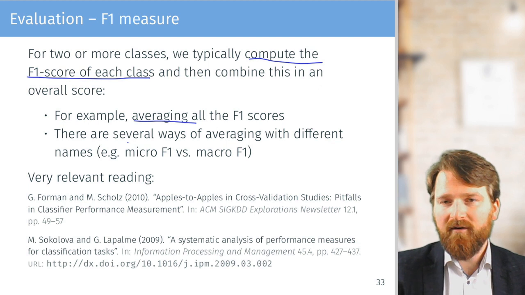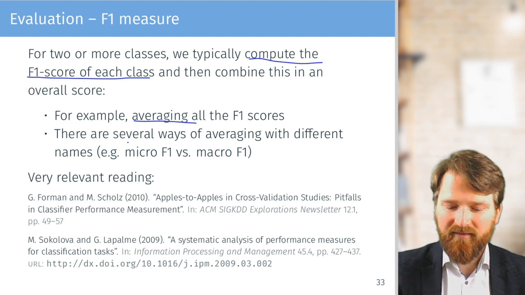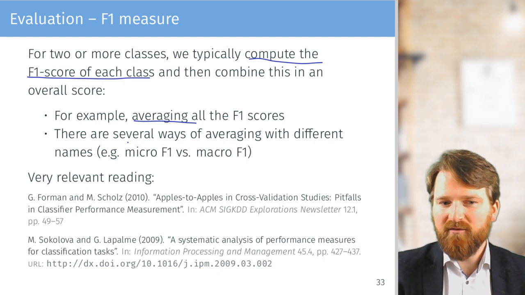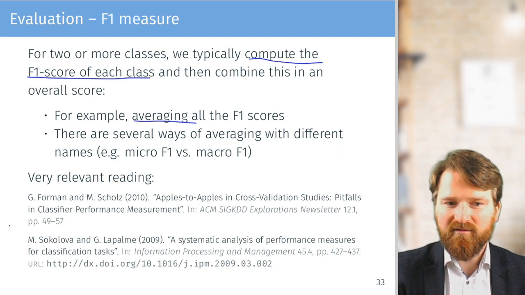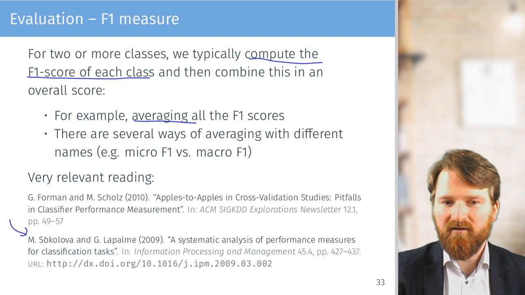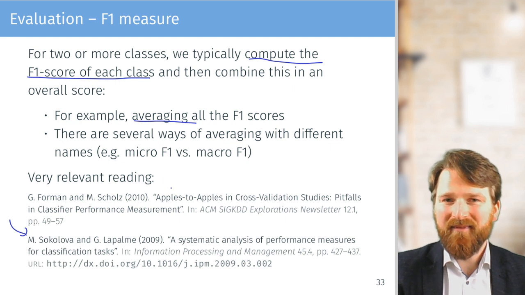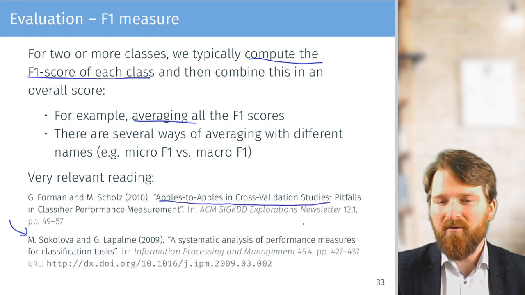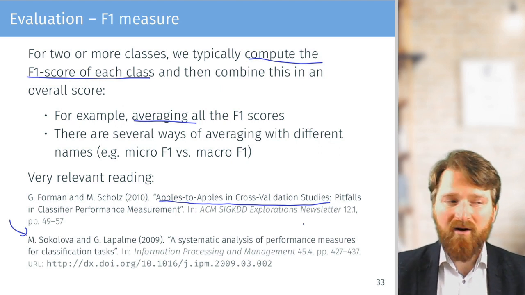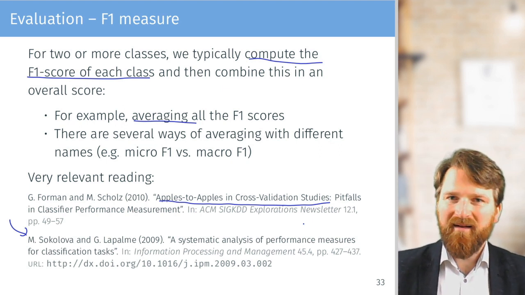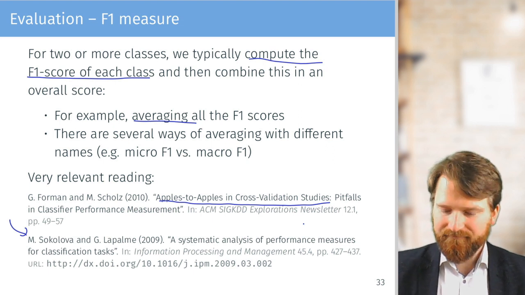And if you really want to make sure that everybody understands what you're doing, then this could be a good reference, because they're all explained. So if you say, okay, I'm doing macro F1 score, this article is a very nice overview. There are also some caveats of computing different macro and micro F1 scores, precision and recalls. This is a beautiful article, apples to apples in cross-validation studies, on how computing F1 score in cross-validation can impact the overall score you're reporting.